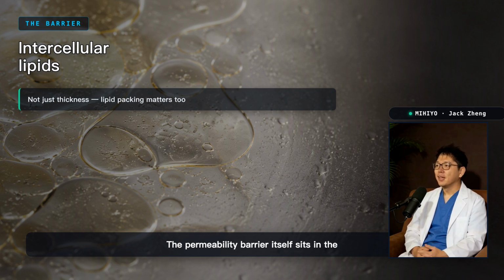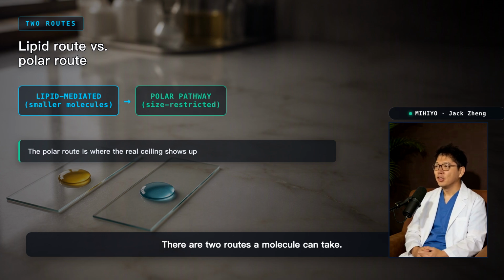The permeability barrier itself sits in the superficial layers, shaped mostly by intercellular lipids. In keratinized tissue, those lipids seal the surface. In non-keratinized tissue, they are more polar and less densely packed. One structural reason it is more permeable, not simply a matter of being thinner. There are two routes a molecule can take.